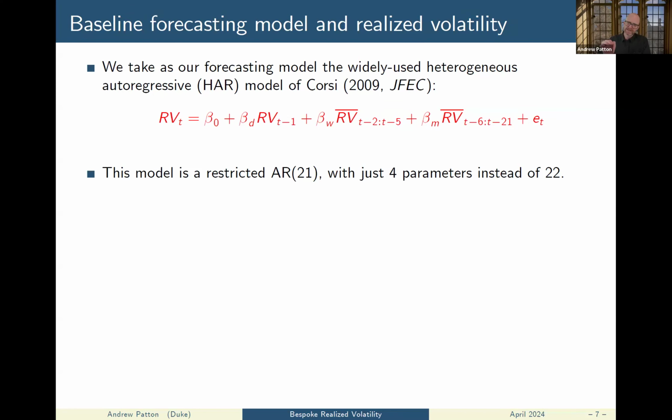So this model has been used in a ton of different papers. It is not the best model out there. And indeed, you can make a very good living by proposing improvements of it. Sort of, that's what we're doing in this paper. But it's a very good benchmark model. And so we're going to start from that model. You can see that it is an AR(21), but with restrictions on the AR parameters. So there are only 4 free parameters rather than 22.